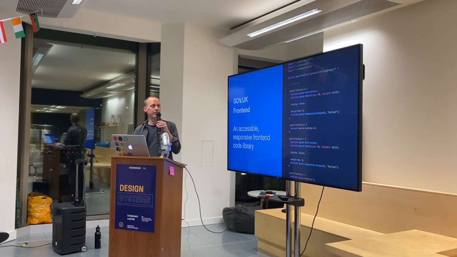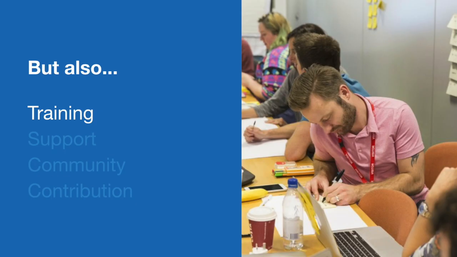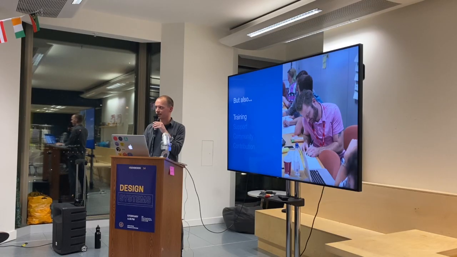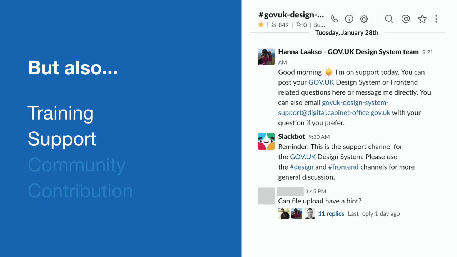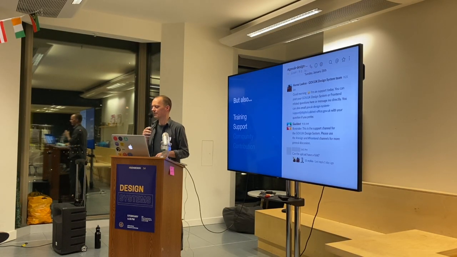So those are the 3 products, but that's not everything. There's so much more than that, really. So there is training. We deliver training maybe every month or 2, particularly in the prototype kit. Deb's background there was instrumental in delivering that last year. We do support, so we've got 3 or 4 support channels on Slack, but also on GitHub and on Zendesk, and we answer maybe 150 support tickets every month.